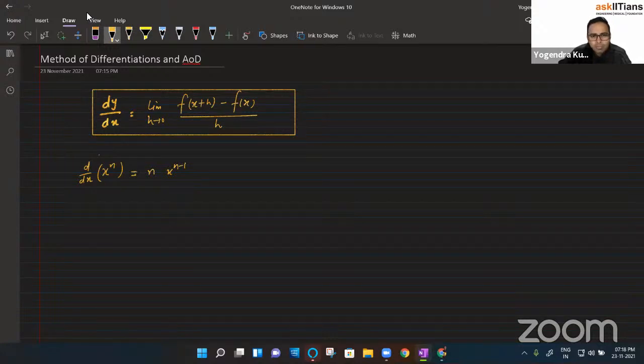What is our function? y is equal to x raised to n, or f of x is equal to x raised to n. So I'll find dy by dx by doing limit h tends to 0. Now f of x plus h is what? x plus h raised to n, because in f of x, x is replaced by x plus h, minus x raised to n, divided by h. Correct.